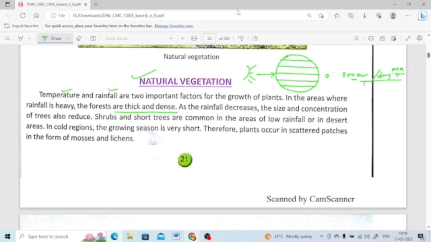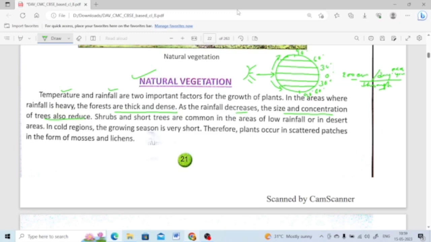Okay, so throughout the year we are receiving more than 200 centimeters of rainfall on an average, right? And on the tropics, if we take round figure 30-degree north and south, you will get a bit less rainfall than the equatorial region. On 60-degree compared to tropics, we are getting less rainfall, and on 90-degree we are hardly getting any. So you can consider that the higher the latitudes you move, the rainfall decreases and the size and concentration of trees also reduce.